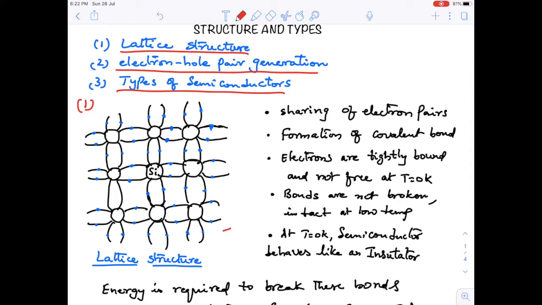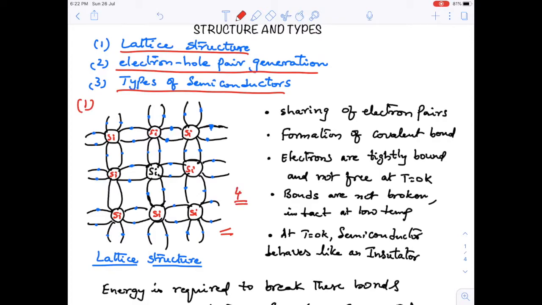So this is the lattice structure. Now you have silicon or germanium. So I just considered silicon here. So these are all silicon atoms. Then you can have the structure like this. So let us discuss. Now each silicon atom has got 4 valence electrons.